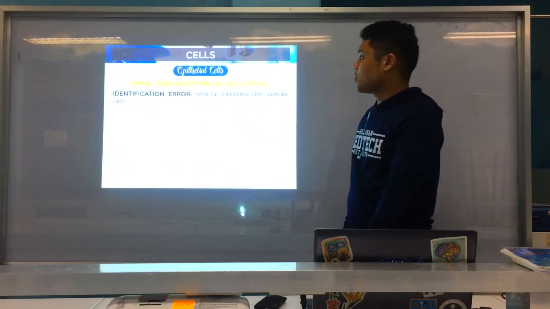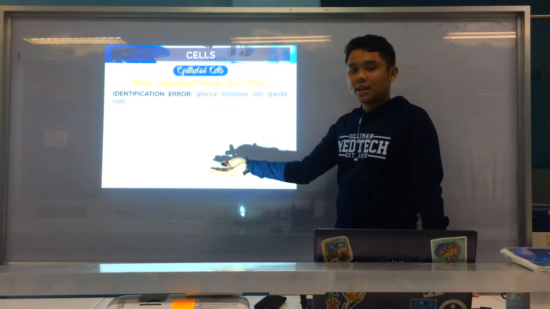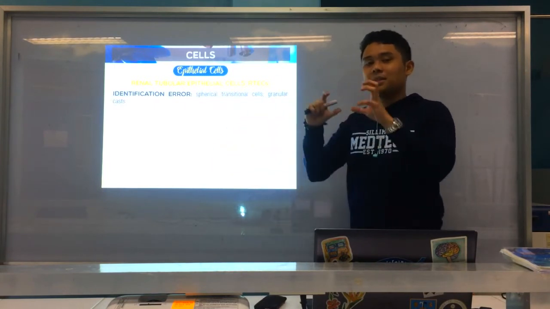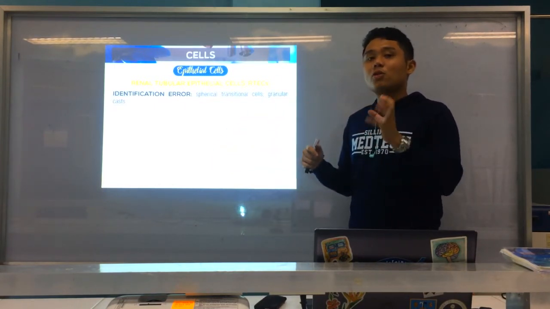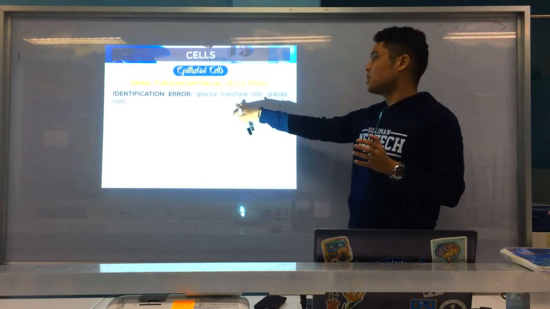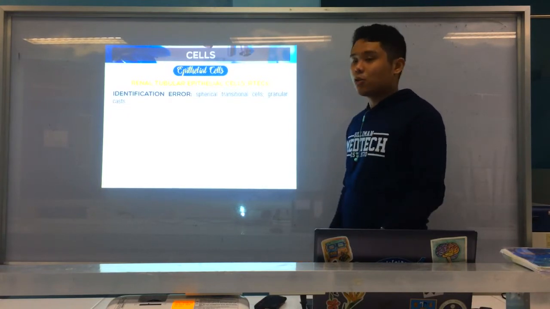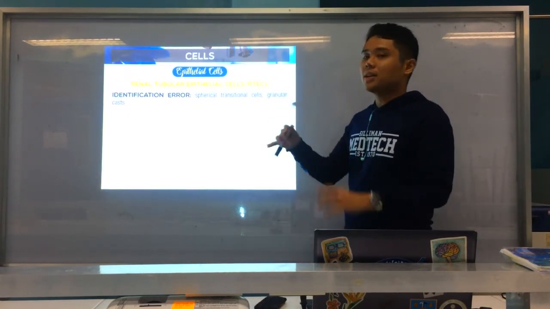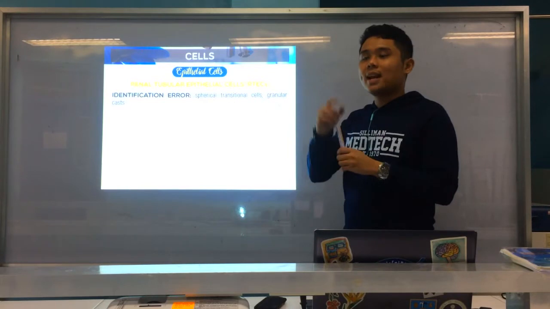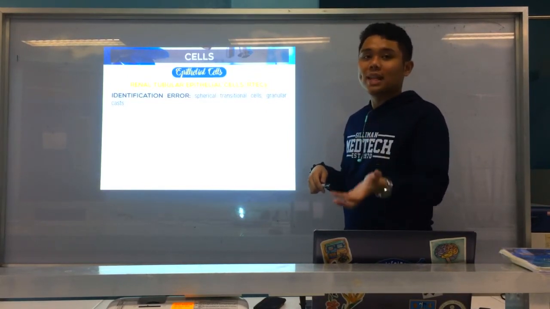Okay, all right. So again, identification error, it could be misidentified as a spherical transitional epithelial cell since same sila og shape. But again, please take note ang nucleus. Nucleus of the RTE, it's eccentric. Ang transitional cells, it's usually central ilahang nucleus. And granular casts, because again, casts are elongated and then ay mga granules. And your RTEs could appear somewhat like that.